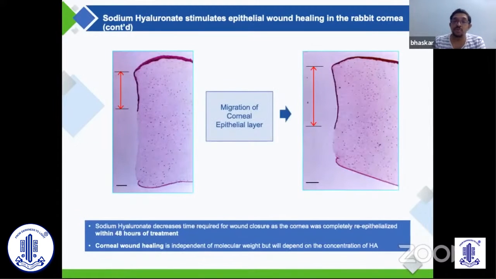So to conclude, sodium hyaluronate decreased the time required for wound closure, and almost within 48 hours, the surface was epithelialized. And this was independent of the molecular weight, but it did depend, like I said, on the concentration of the sodium hyaluronate.